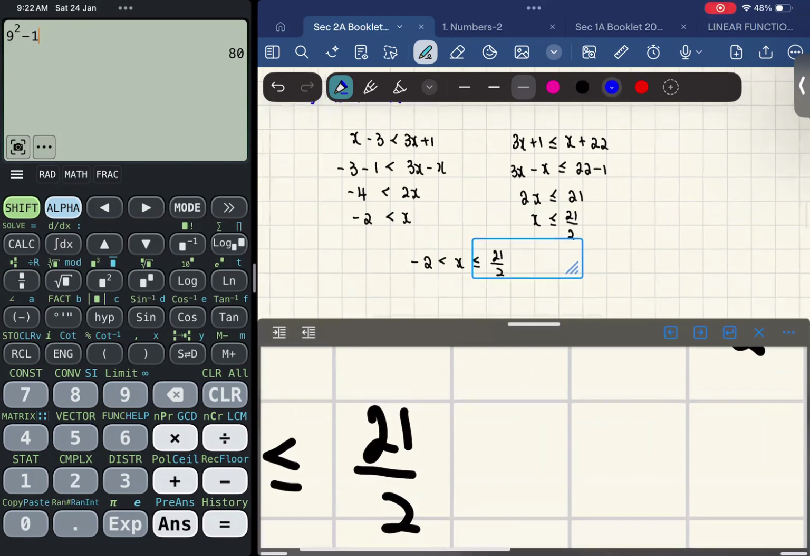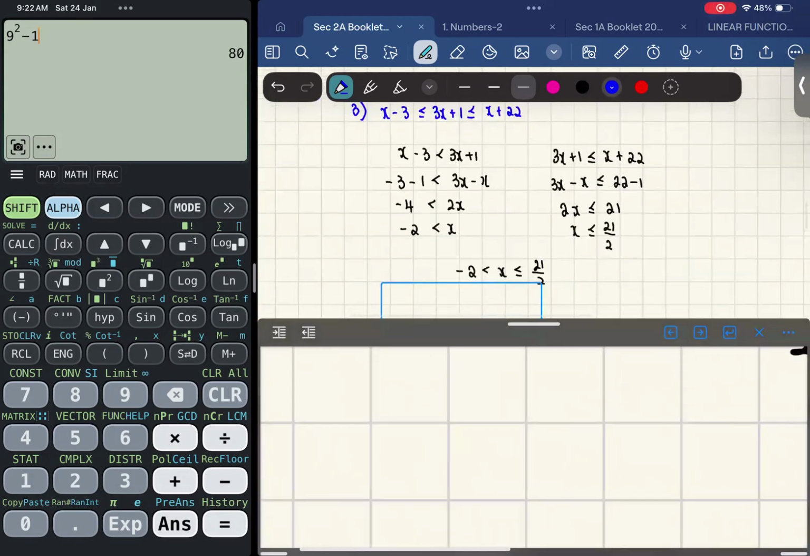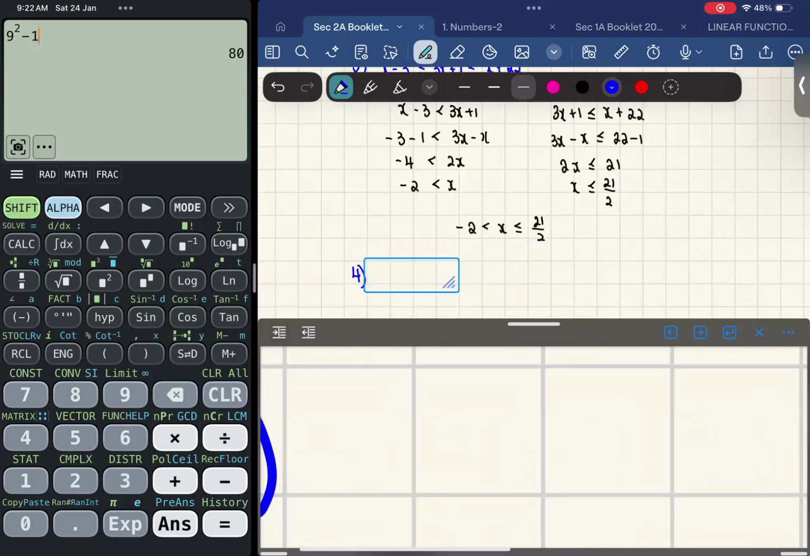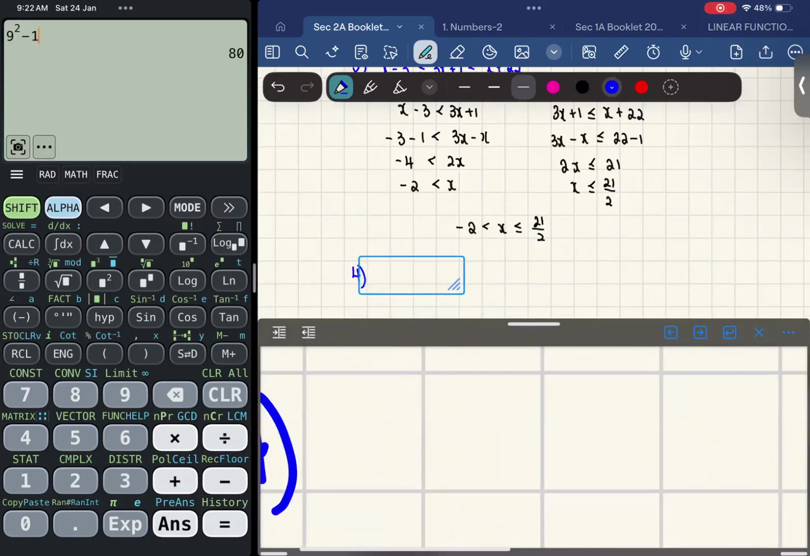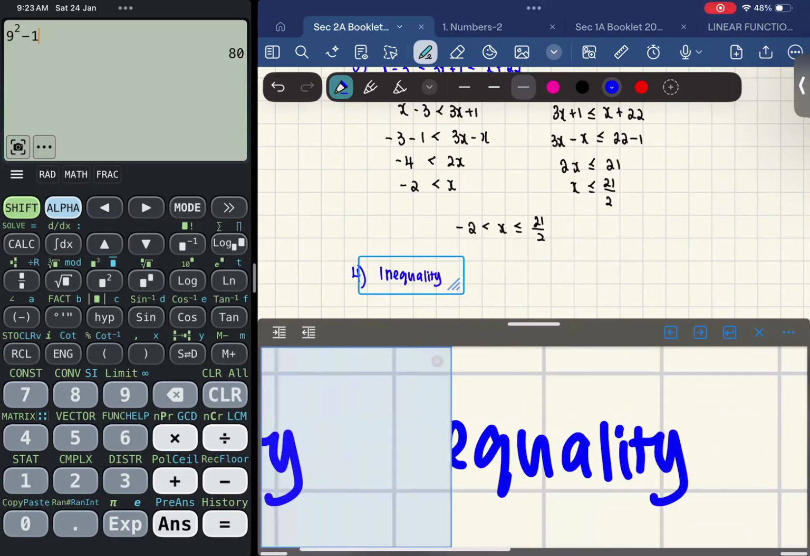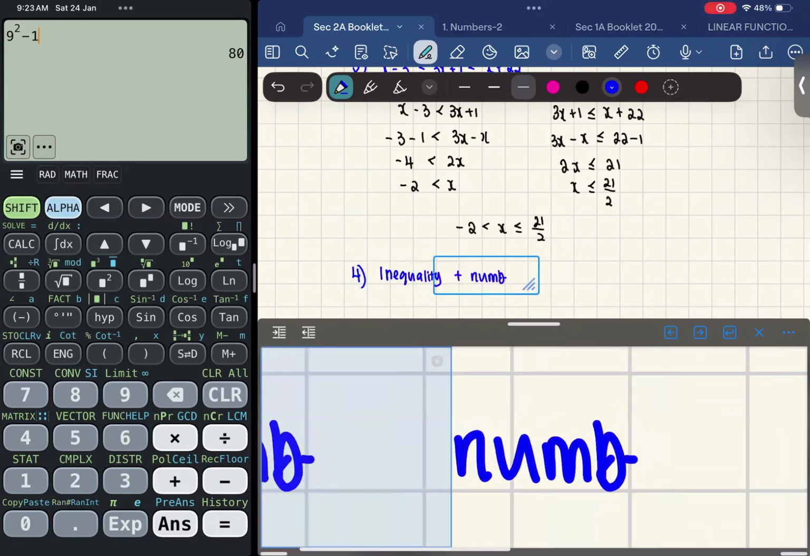The last one is the one where we have to find out the number which is a rational number, an integer, or a prime number. So basically your inequality plus your numbers.